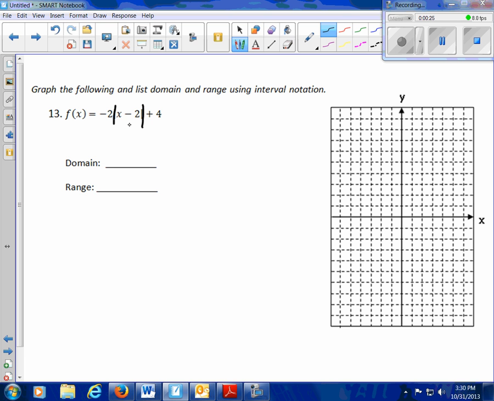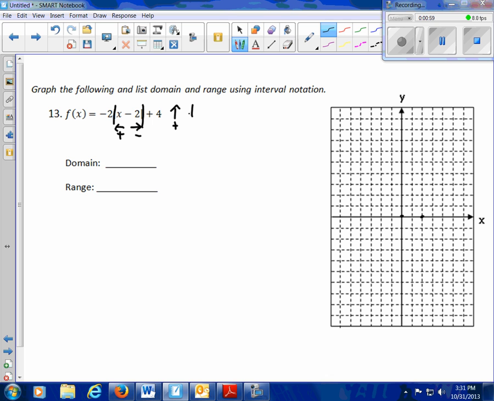All right. Keep in mind the number on the inside of the absolute value bars shifts it either left or right. If I'm subtracting on the inside, it's going to shift it right. And if it's adding on the inside, it shifts it left. In this case, we are subtracting 2, so it's going to shift my vertex from the middle to the right 2.